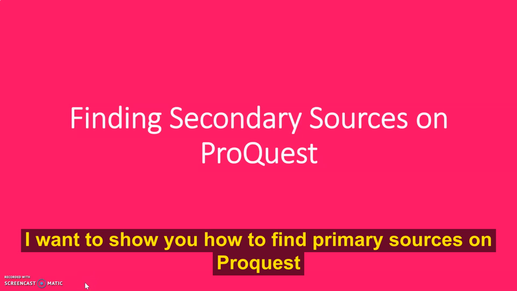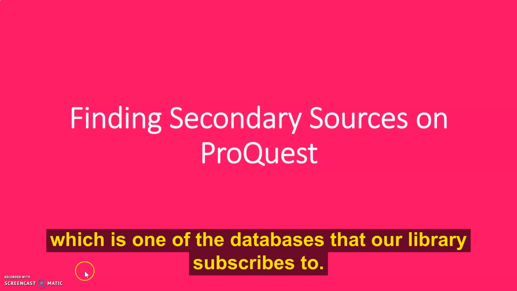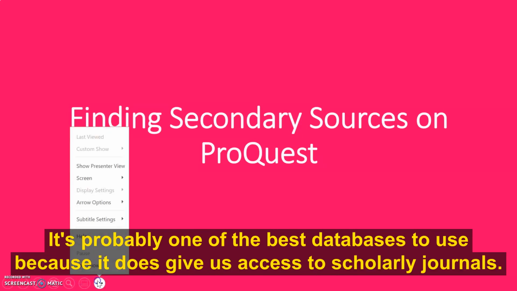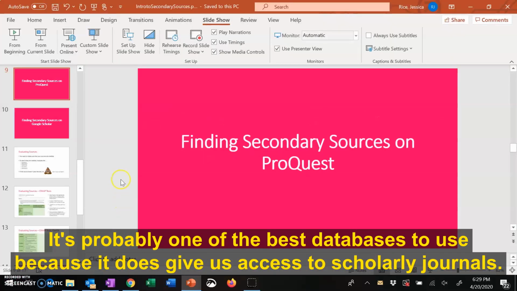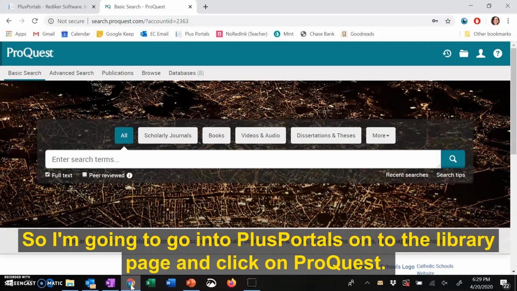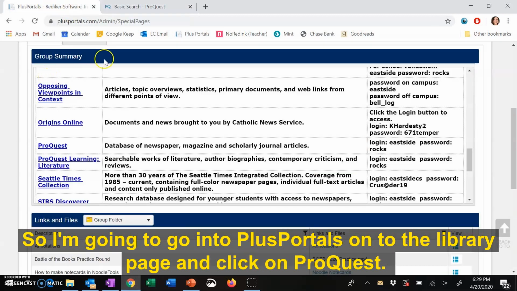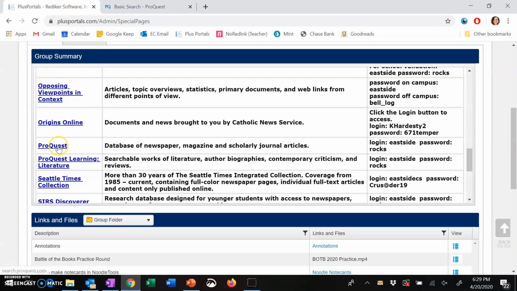I'm going to show you how to find primary sources on Proquest, which is one of the databases that our library subscribes to. It's probably one of the best databases to use because it does give us access to scholarly journals. So I'm going to go into Plus Portals, onto the library page, and click on Proquest.